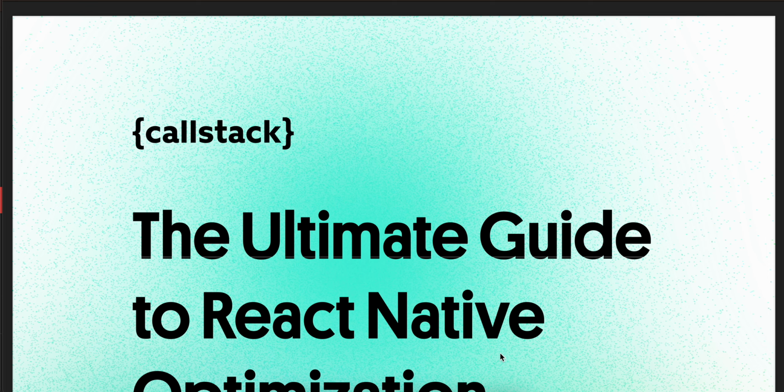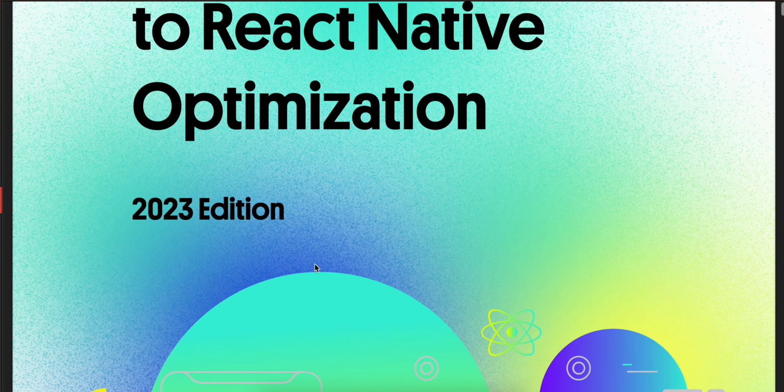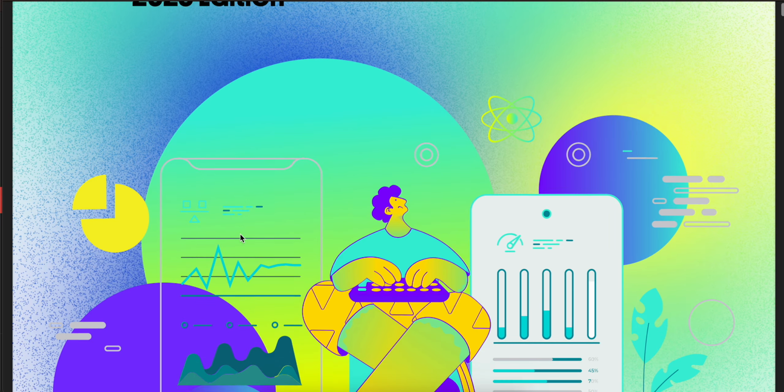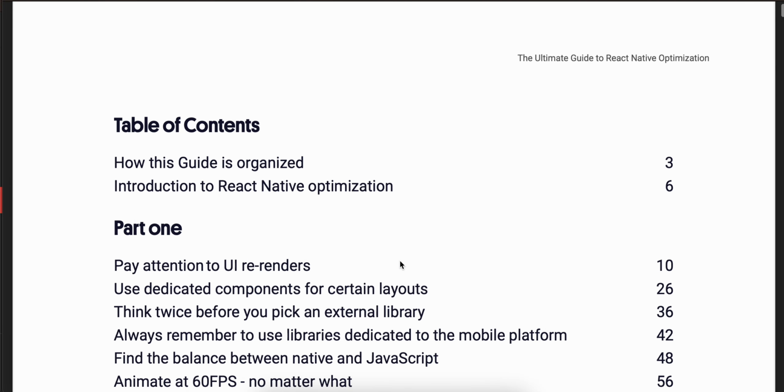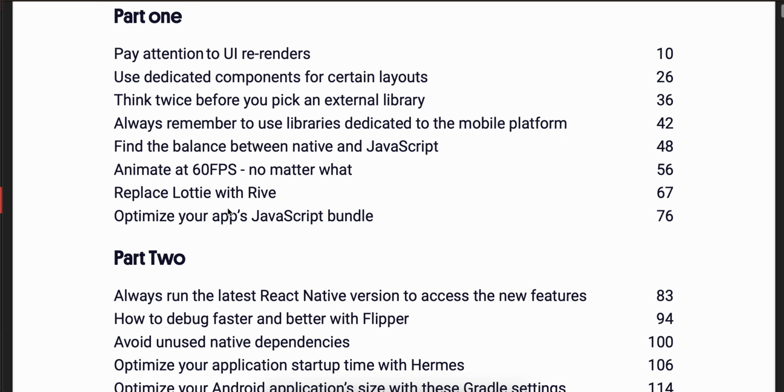We'll be going through this Ultimate Guide to React Native Optimization 2023 edition. This book is from Callstack. So these are the table of contents.